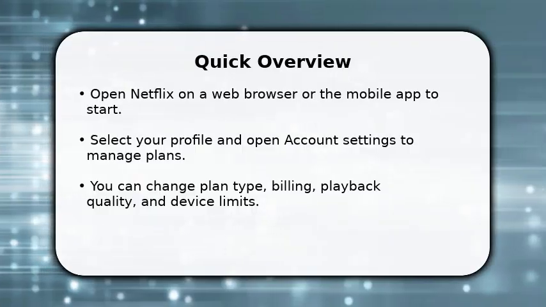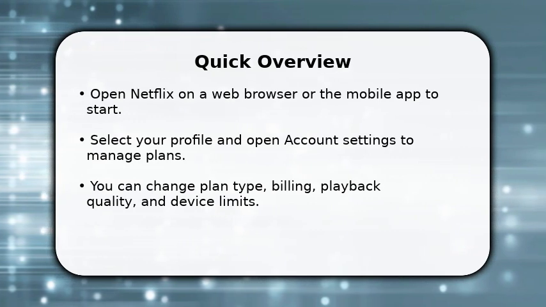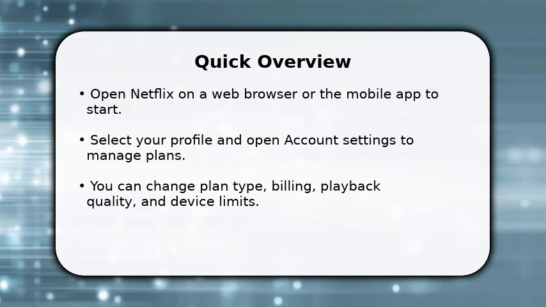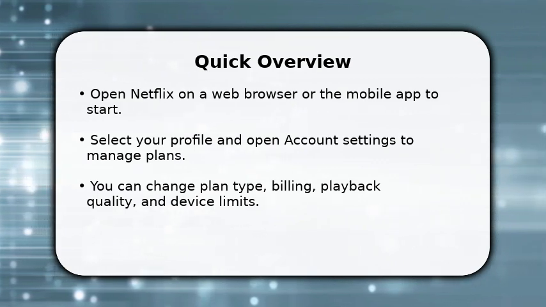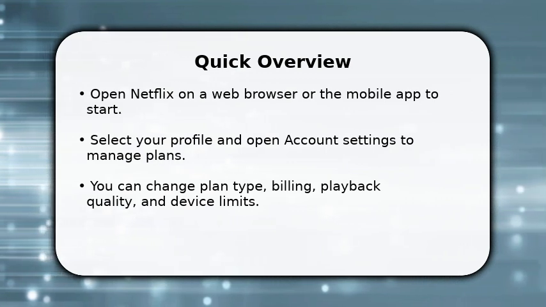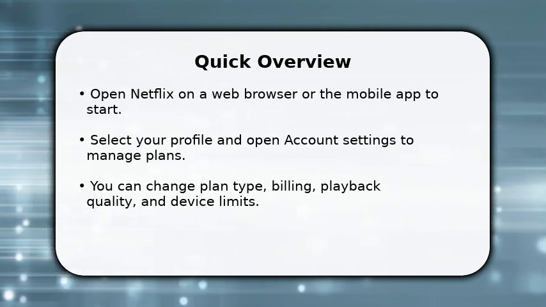Open Netflix on a web browser or the mobile app to start. Sign in with the account email and password for the profile you use. Tap or click the profile icon in the top right corner to access settings. Choose Account from the drop-down list to view your membership details and plan.